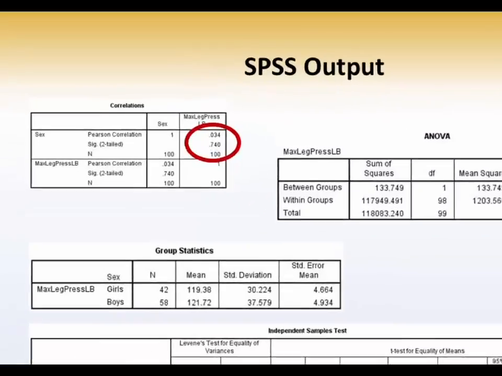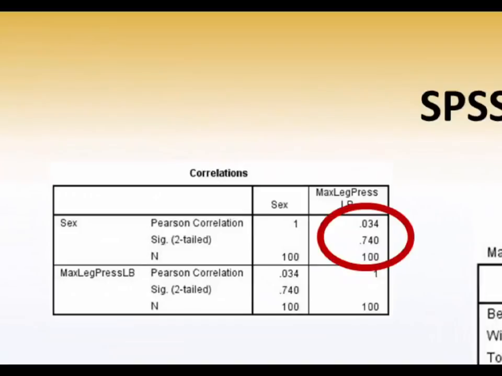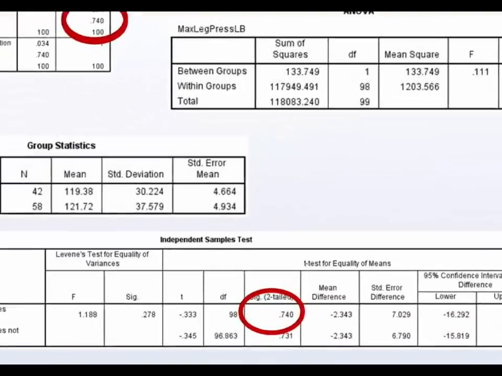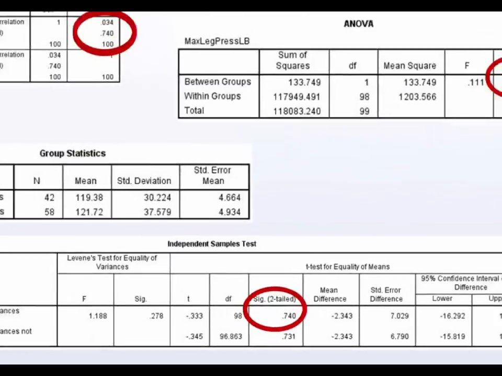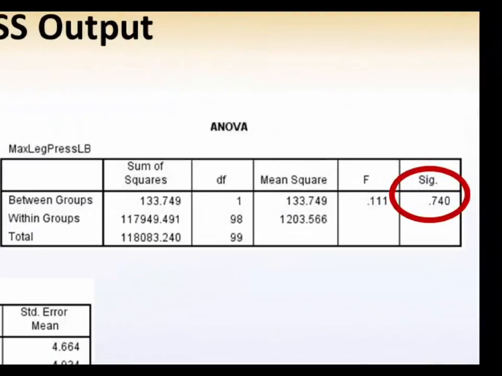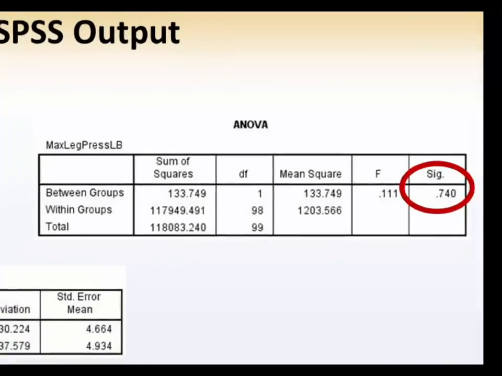Our first look is at the correlation. The correlation between leg press and gender is 0.034. Notice the probability is 0.740. That's with the correlation coefficient. What if we look at the t-test? Notice the probability that we get with the t-test. It's identical to that which we found with the correlation coefficient. Notice the probability that we get with analysis of variance. It's identical to what we found when we did the t-test and when we did the correlation coefficient.